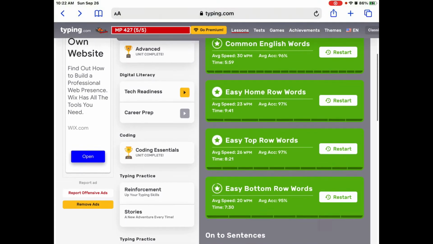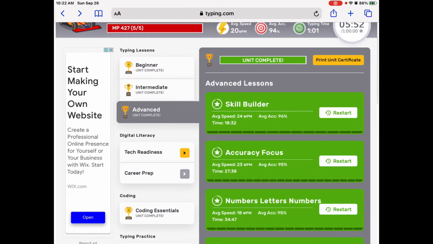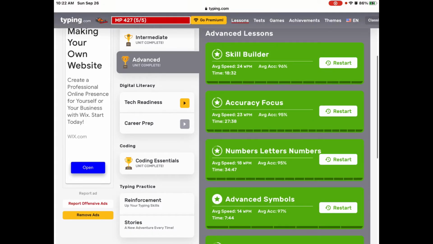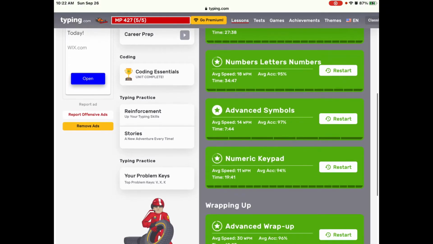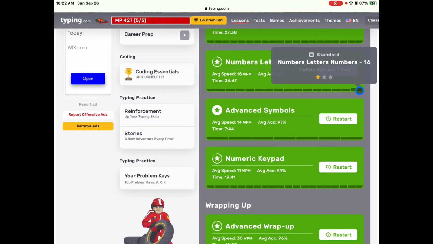The second to last thing I want to do is look in the advanced lessons. It's the same thing, it's just more advanced, more paragraphs, but I'm not doing so badly until we get to numbers and letters, which is 18 words per minute, the average of this, and there are in this unit 16 lessons, and advanced symbols at 14 words per minute, and numeric pad.